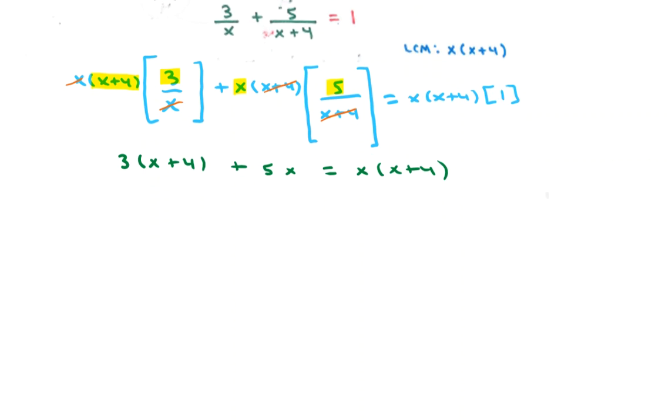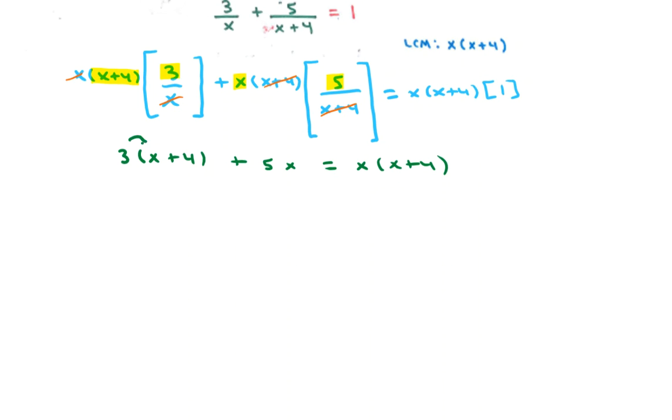Now we'll clear parentheses by distributing. So we get 3x plus 12 plus 5x on the left. On the right, upon distributing x to each of those, we get x squared plus 4x. And as you can see, we wound up with a quadratic equation.